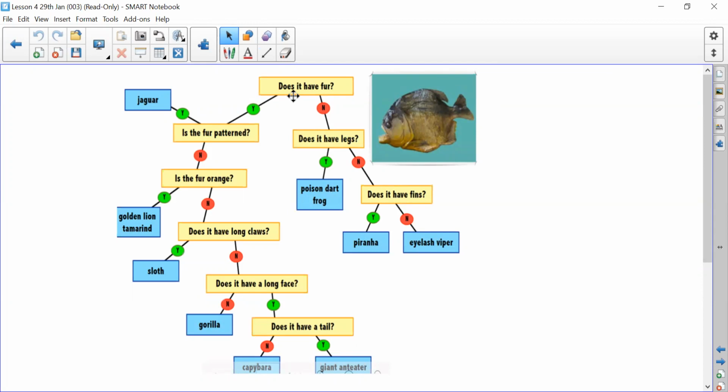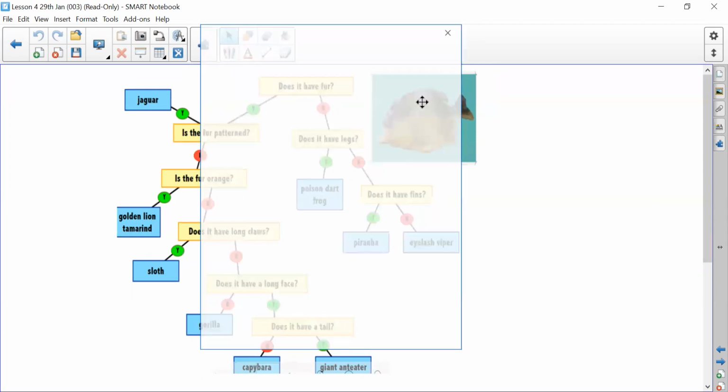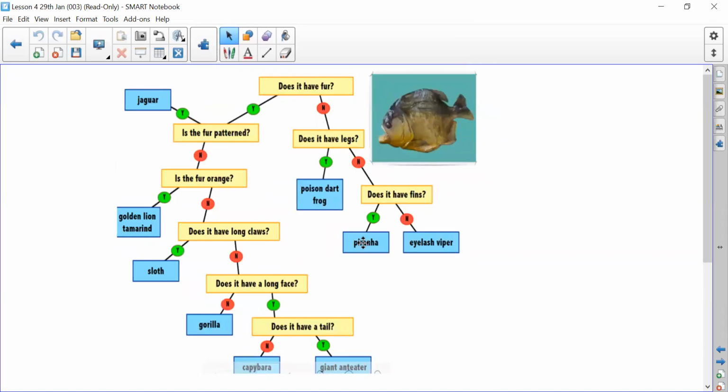This one, does it have fur? No. Does it have legs? No. Does it have fins? Yes. It must be a piranha.